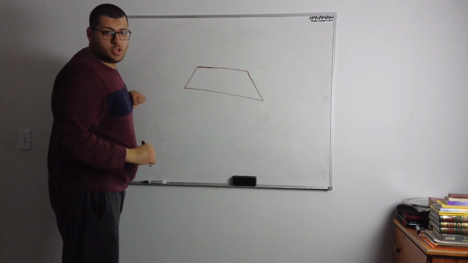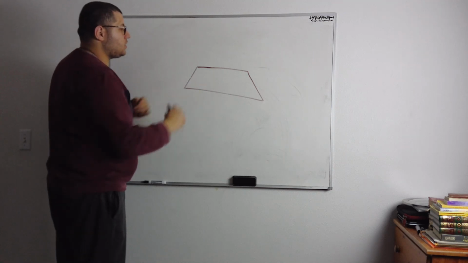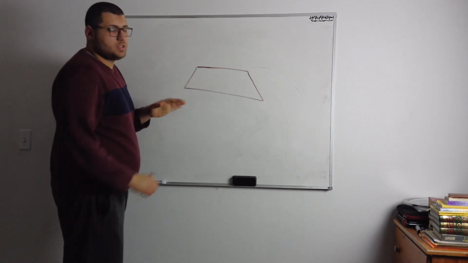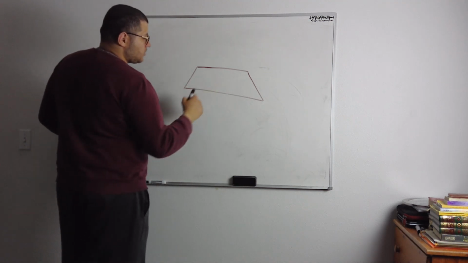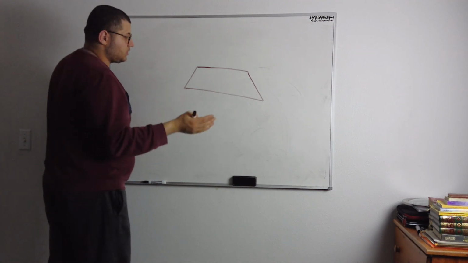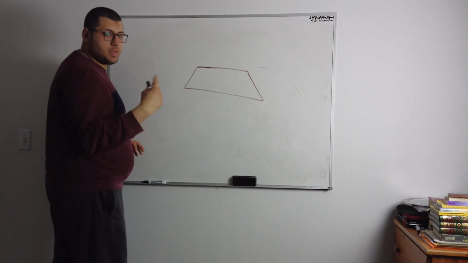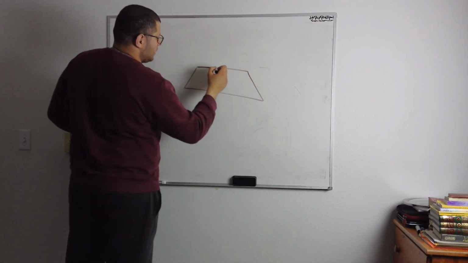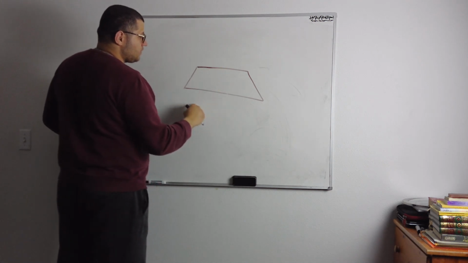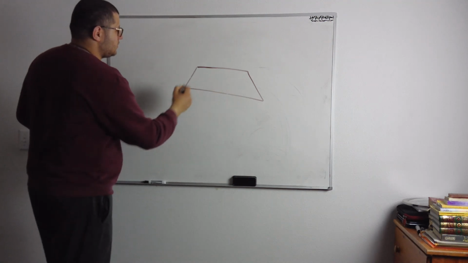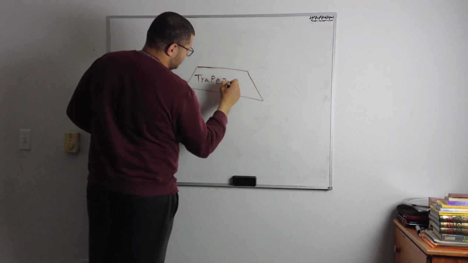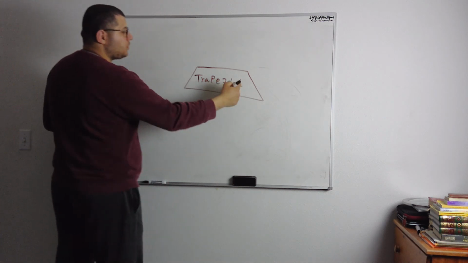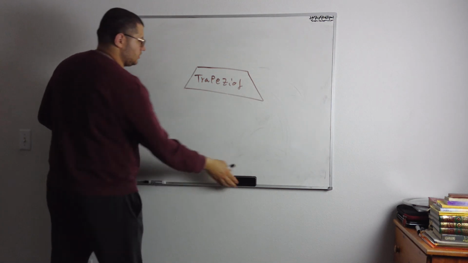One of the bases is shorter than the other, causing this shape to look like this when you connect them. So this is a trapezoid, four sides. It's a quadrilateral. A quadrilateral is any shape that has four sides, and a trapezoid has two bases. Now, how do we find the area of this trapezoid?